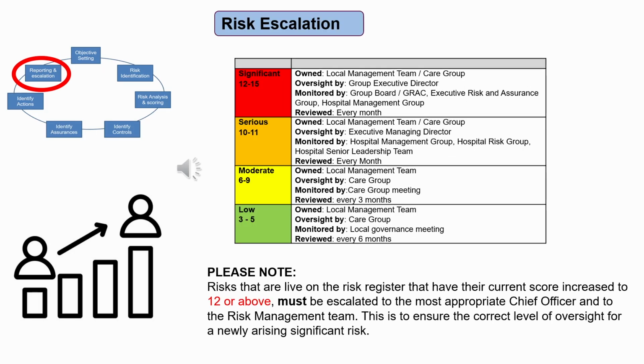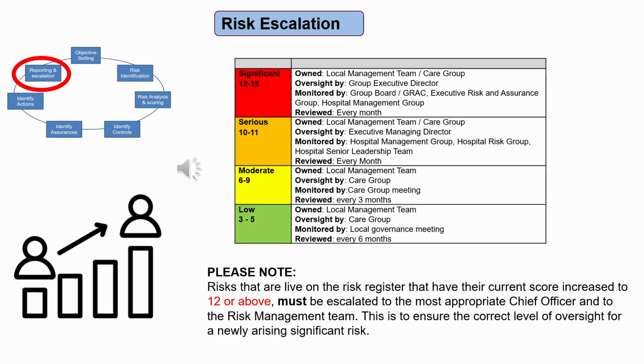Low scoring risks, those scoring from 3 to 5, are managed at a service level by the risk owner, and assurance will be provided to the senior risk owner on the management of these risks. They must be reviewed at least every 6 months at specialty or department level.